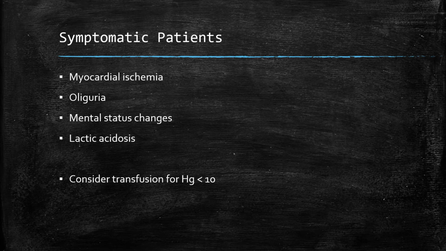Another straightforward indication for transfusion is a symptomatic patient. We may have a patient who's showing evidence of myocardial ischemia, whether that's by elevated troponins or by EKG changes or new onset arrhythmias. We may have a patient who's oliguric, or they may be exhibiting mental status changes. They may have an elevated lactate level. If they have a hemoglobin less than 10, it's certainly reasonable to transfuse these patients.